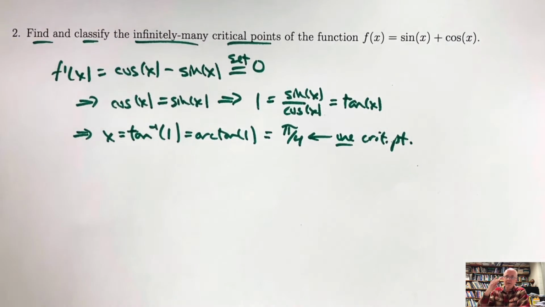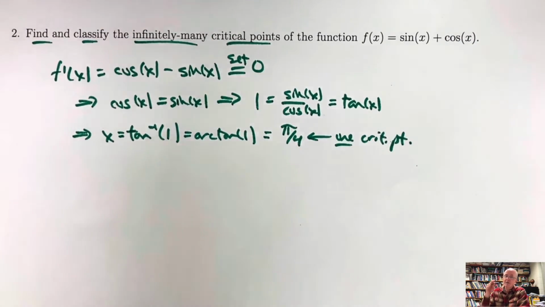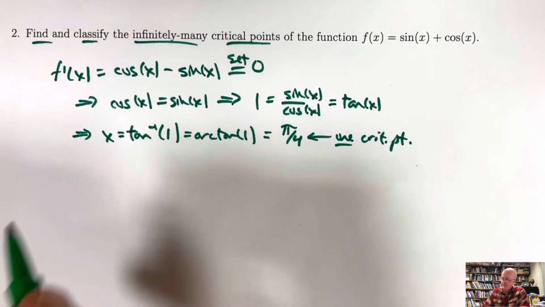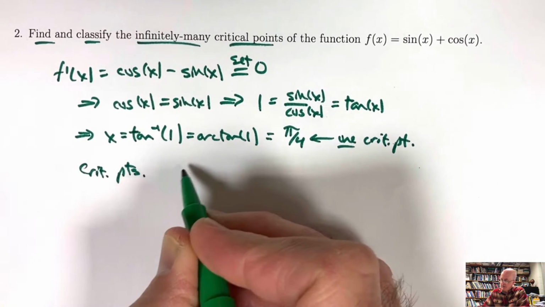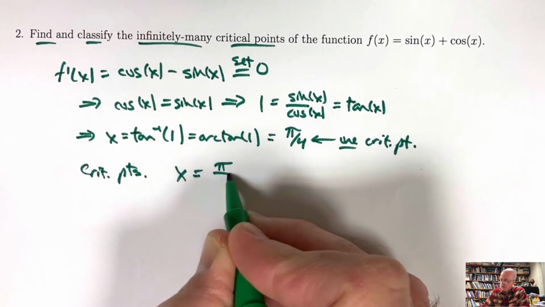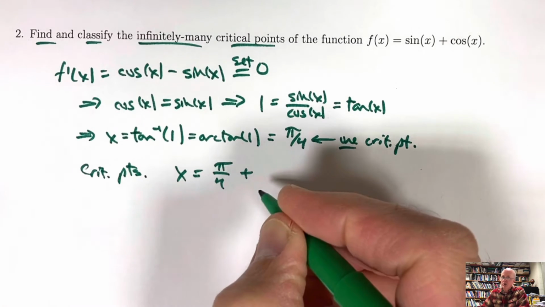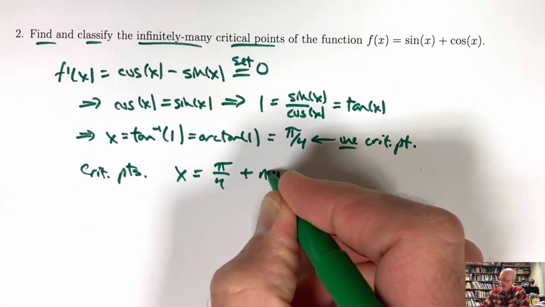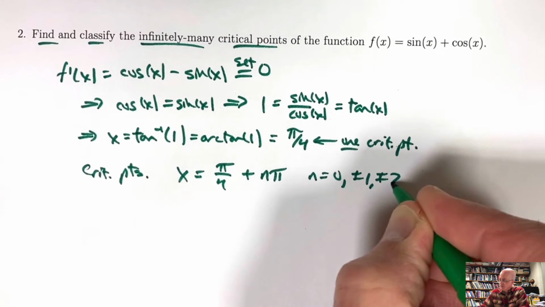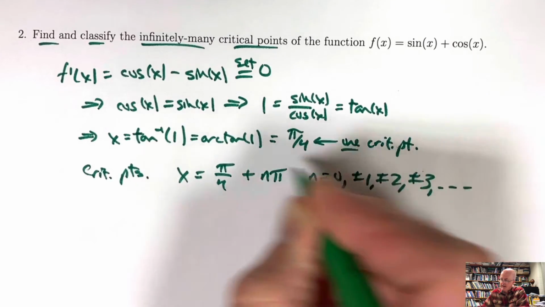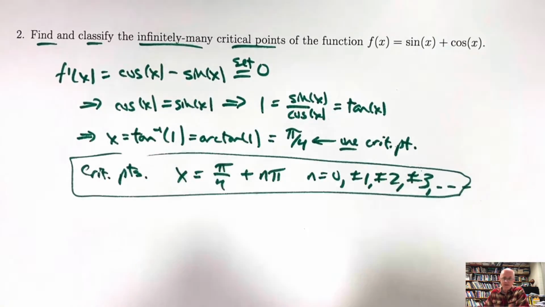Then back to an angle up here, 360 plus 45 degrees, 405 degrees. In radians, that would be pi over 4 plus 2 pi. Then 3 pi, then 4 pi, then 5 pi, etc. Also negative multiples of pi. The critical points can be written as x equals pi over 4 plus integer multiples of pi, n times pi, where n can be 0, plus or minus 1, plus or minus 2, plus or minus 3, etc. Those are the infinitely many critical points.